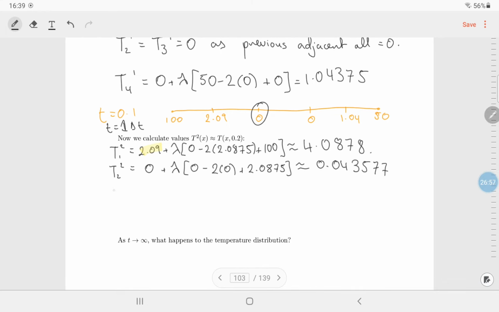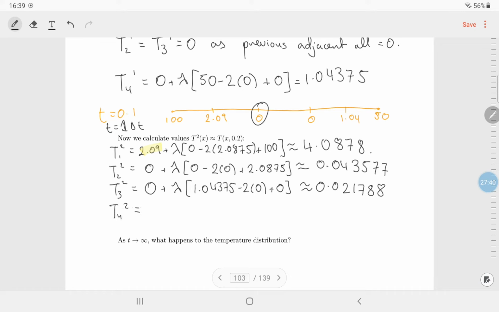And now let's look at T3, 2. Now because the left-hand side is hotter, 100 versus 50, we're expecting this number to be smaller. So the previous temperature is 0 plus the lambda. The next temperature over is at 1.04375 minus twice the current plus the previous with respect to x. And we'll go at this with 5 significant figures. So that's 167 over 8,000 times 1.04375. And I get 0.021788.